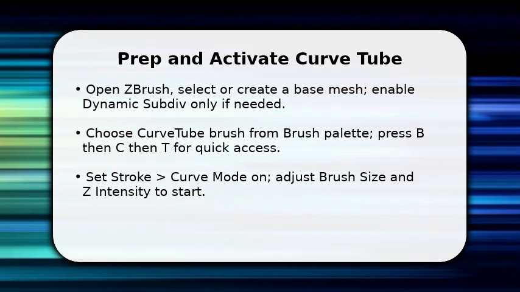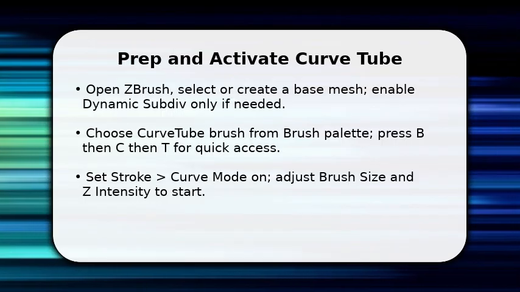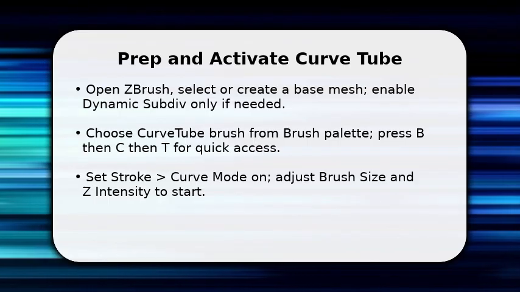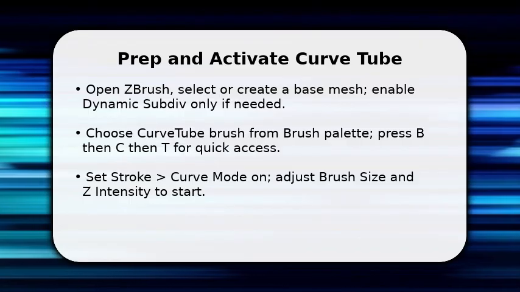You start by picking a suitable base, either a poly mesh or a simple sphere. This gives the curve something to attach to. Next, select the CurveTube brush from the brush palette and enable Strokes Curve mode so you draw curves, not freehand strokes. Once done, set an appropriate brush size and Z intensity. Lower values give thinner tubes.